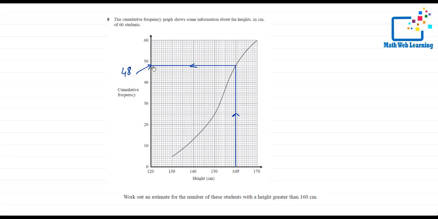Now from that, it's 48. So that's not the one we're looking for, because we want the ones who are greater. The people who are higher than 160 are situated here. So what we do basically is 60 minus 48, and that is 12, all right? Okay, next question is question 9.